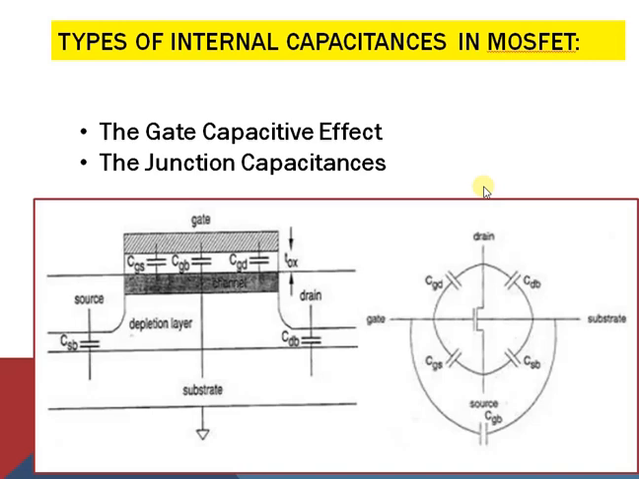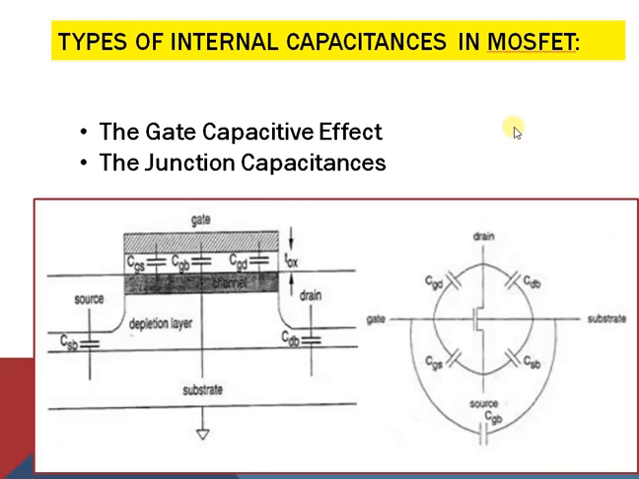So visualizing, we basically consider two types of internal capacitances in the MOSFET. The first one being the gate capacitive effect and the second one is the junction capacitances. The gate capacitive effect is obtained because the gate electrode, also called the polysilicon, forms a parallel plate capacitor with the channel, with the oxide layer serving as the capacitor dielectric.